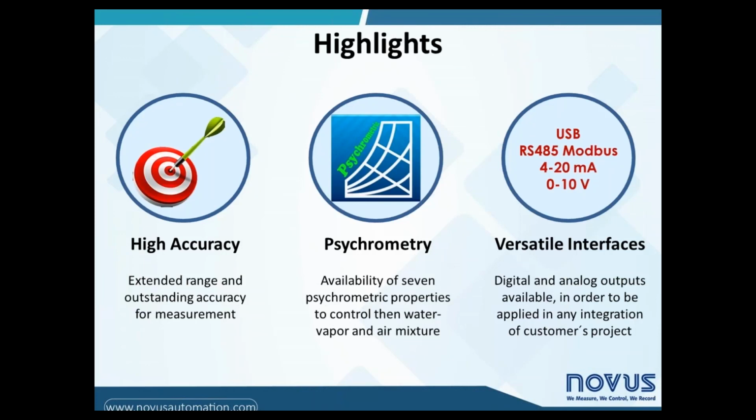The first highlighted feature of RHT Climate is its extended range and outstanding accuracy for measurement of relative humidity and temperature. Applications with strict requirements can be met with these accuracies. The other main feature is the full psychrometry information. This device provides 7 psychrometric properties to monitor the mixture of water vapor and air, and the other related variables in the controlled environment.